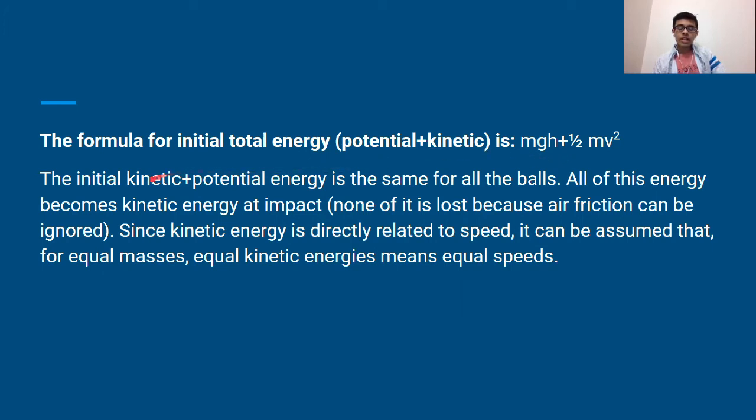Now, the initial kinetic and potential energy is the same for all the balls because they're thrown from the same height, gravity is the same in all the cases, and they're of the same mass. So all of this energy becomes kinetic energy at impact, and none of it is lost because air friction can be ignored. Since kinetic energy is directly related to speed, remember, 1 half times mass times velocity squared, it can be assumed that for equal masses, equal kinetic energies means equal speeds.